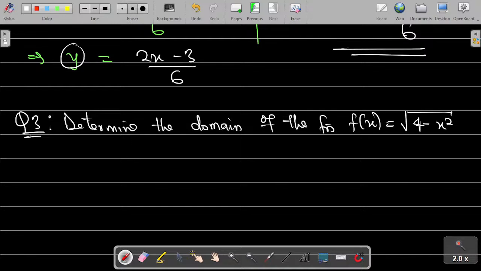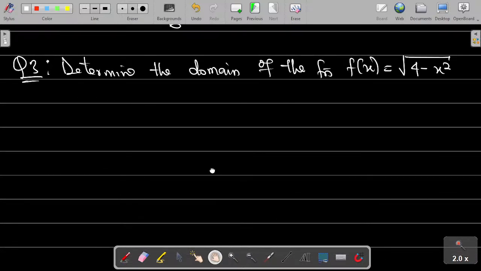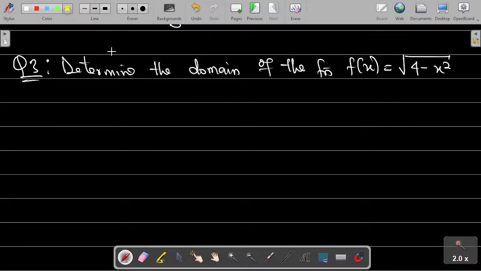Right, so sorry about that distraction. So we have for number 3, we should determine the domain of the function this.